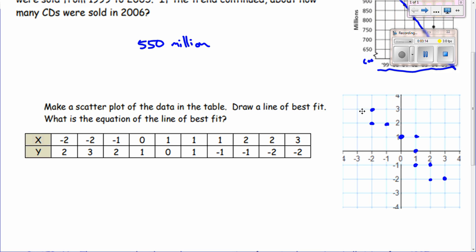Now, scatter plots and lines of best fit are not an exact science. But I can kind of see a line forming already right there. So that's the line I'm going to go with. I'm going to draw this line that formed already. It's supposed to go through that point and those points. Like that, right?